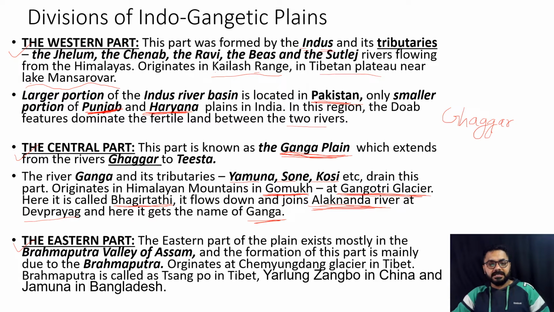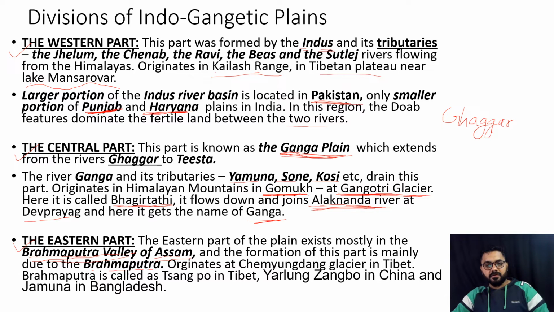Now, moving on, the eastern part of the Indo-Gangetic Plain consists of the Brahmaputra Valley. So, where is this Brahmaputra Valley? The Brahmaputra Valley is in the state of Assam. So, the eastern part of the Indo-Gangetic Plain is called the Brahmaputra Plain. It is formed mainly due to the river Brahmaputra.